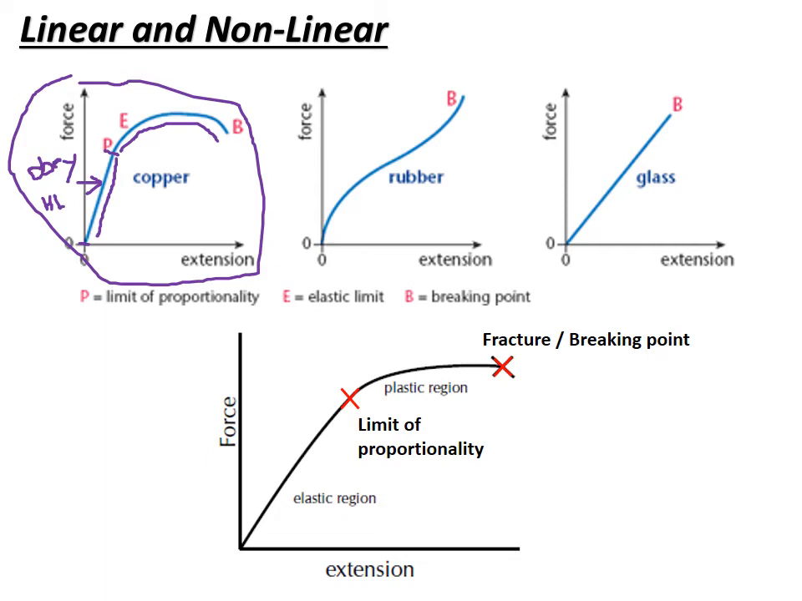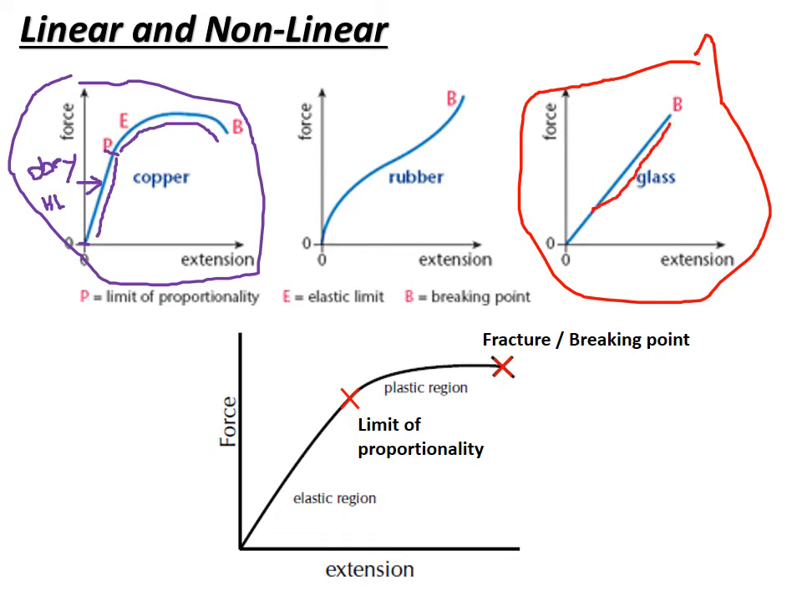Let's look at the next one, which is glass over here. Now this is much more straightforward. We can see it's a straight line and it goes through the origin here. So glass does obey Hooke's law. Okay, it gets to the end here, then it fractures. But whilst it stretches, glass does actually stretch a little bit, and it does obey Hooke's law because it's a straight line graph.